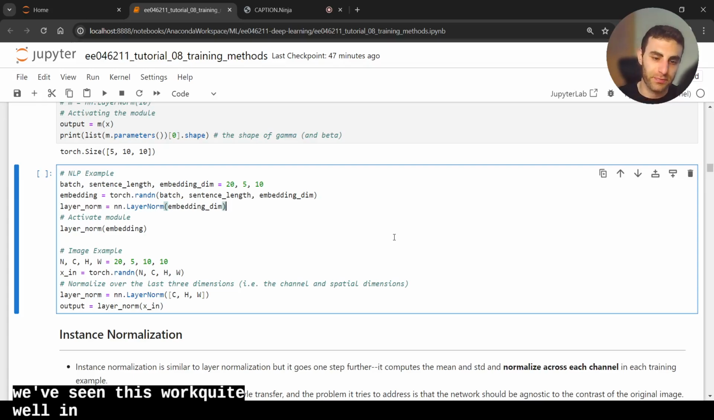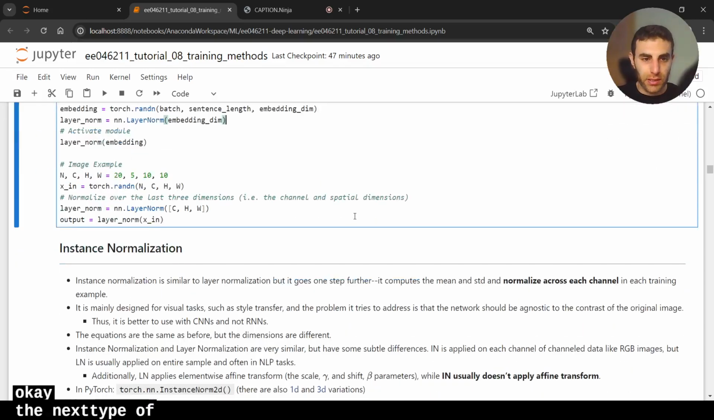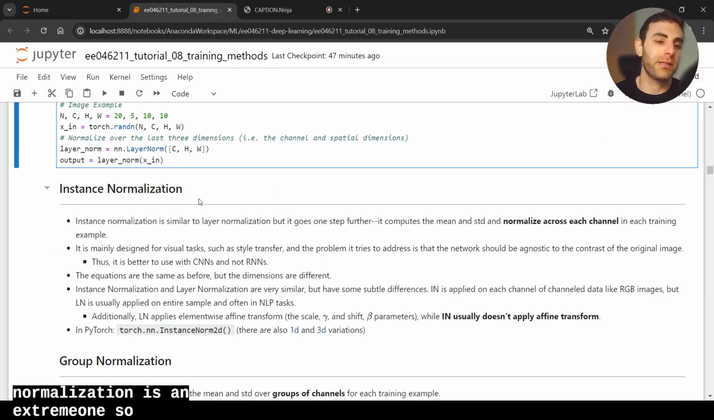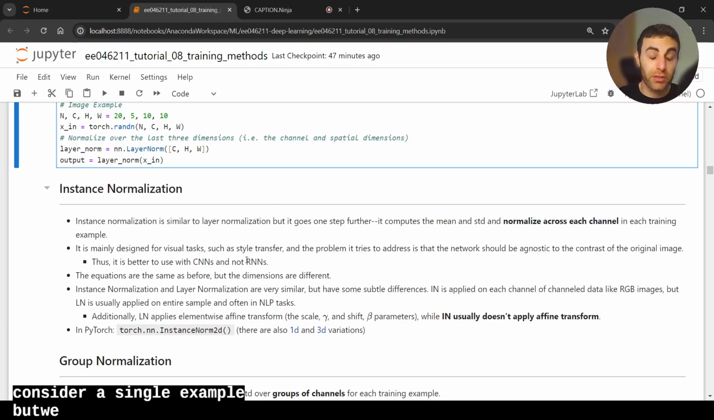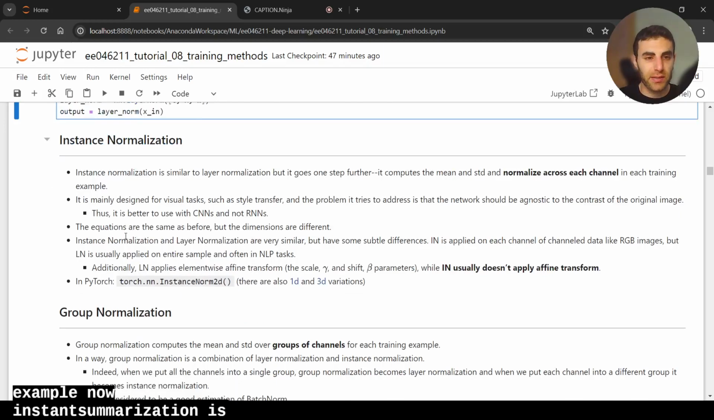The next type of normalization is an extreme one, called instance normalization, and the idea is very similar to layer normalization. We consider a single example, but we compute it per channel. So we normalize across each channel in each training example. Instance normalization is specifically designed for certain visual tasks, for example, style transfer.